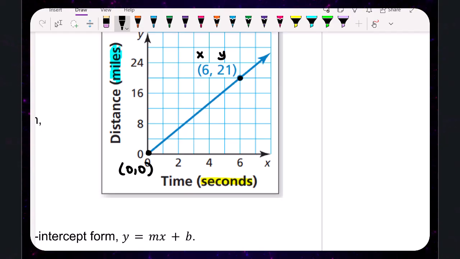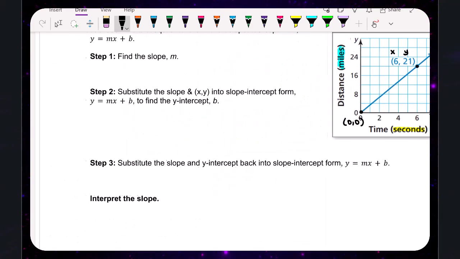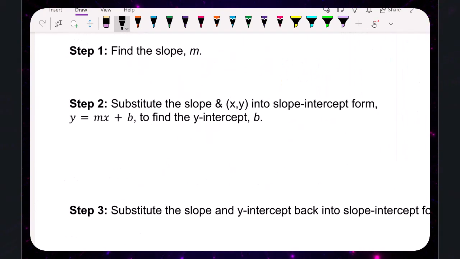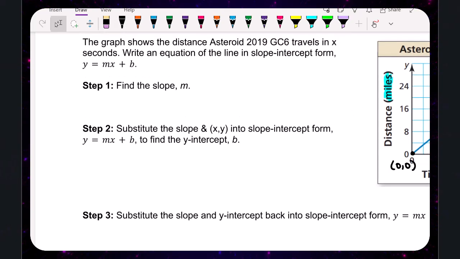All right, so right now we have 2 different coordinates. I'm going to write down both coordinates because the first thing we want to do is find the slope. So to do that, I'm going to write down 0, 0, and 6, 21. Those are our 2 points. Now this is the x coordinate, that's the y coordinate.